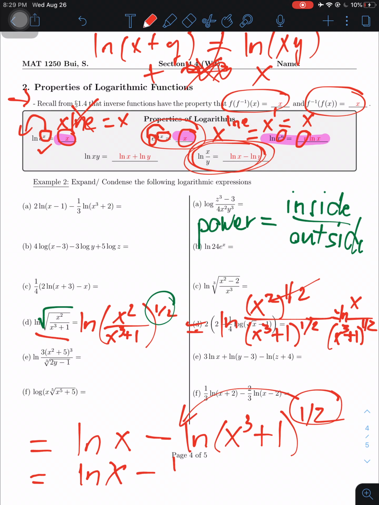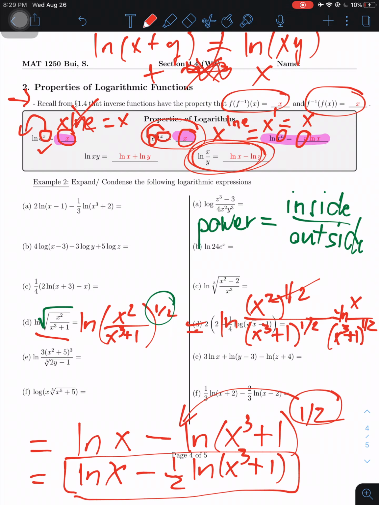And then we have 1/2 in here. Let me take out that weird spot. Okay, and then we're going to have ln of x cubed plus 1. So this is the final answer for part D.